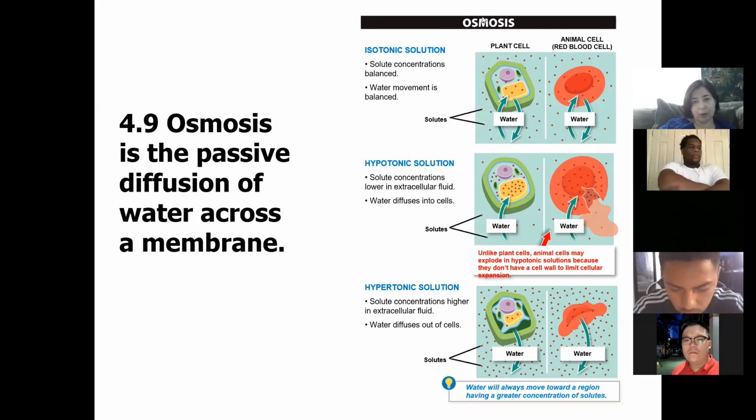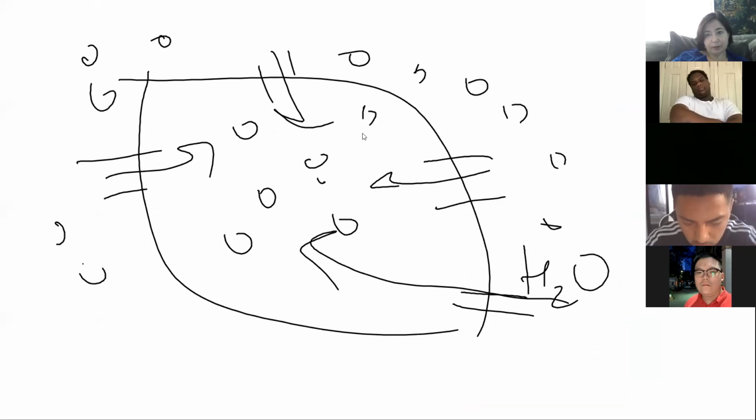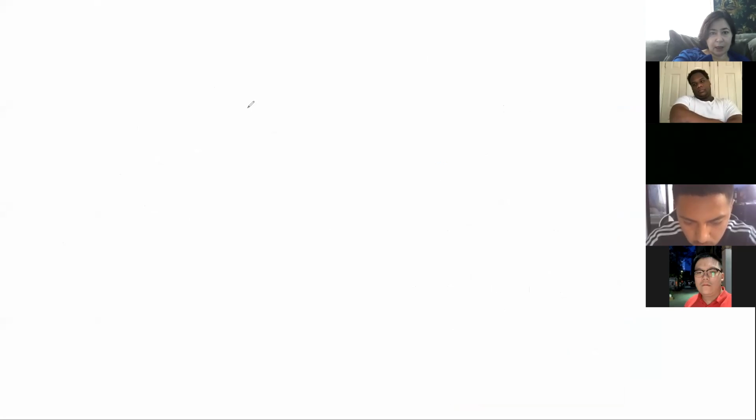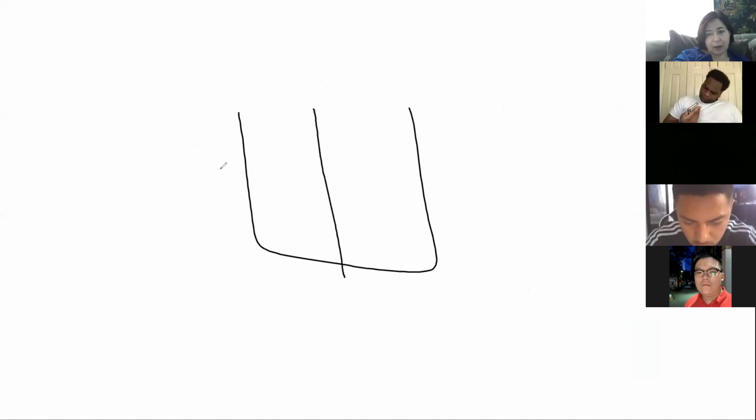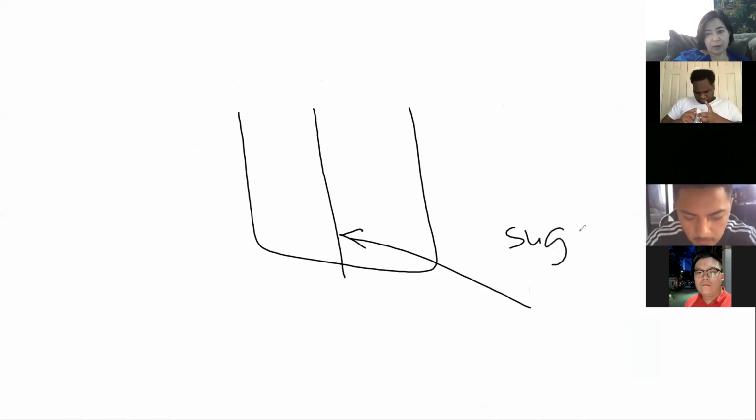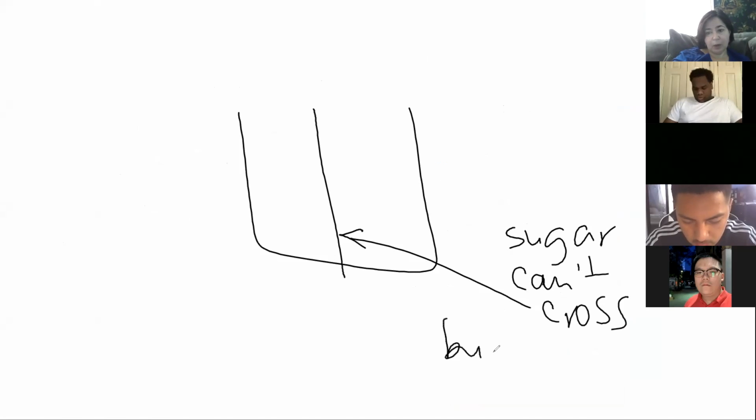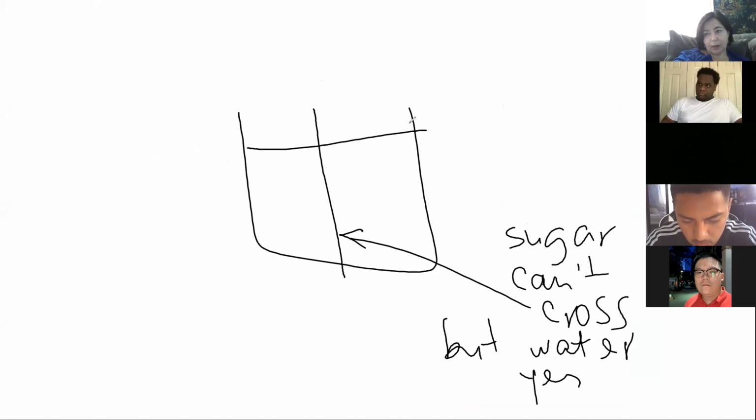So I'll go to the whiteboard one more time and just explain to you. So let's say you have a glass, right? And in between the glass, you put a membrane, right? And this membrane lets water through, but not sugar. So you fill the glass with the water, right? And then you put sugar right here.